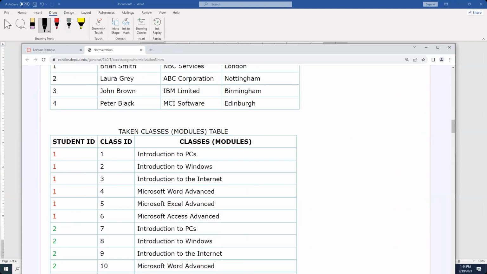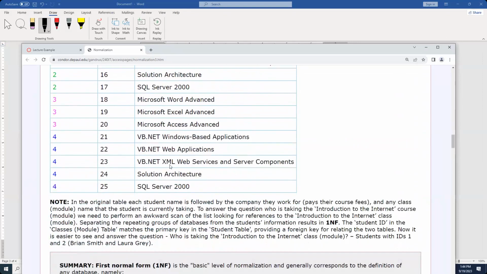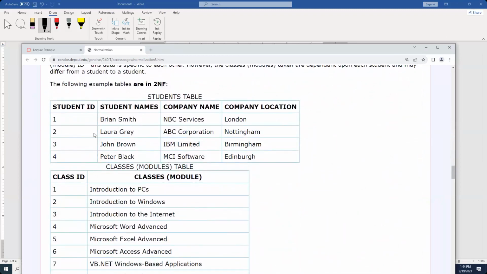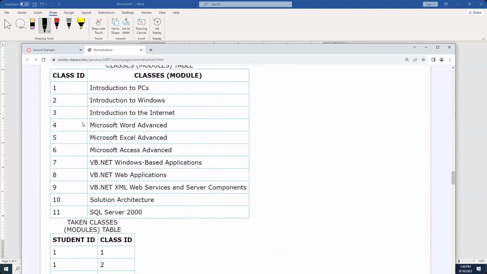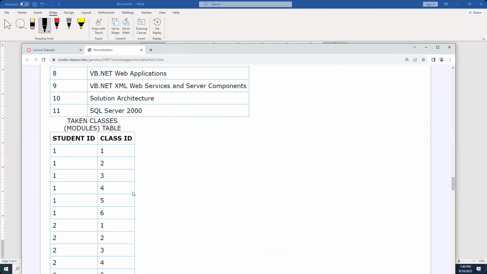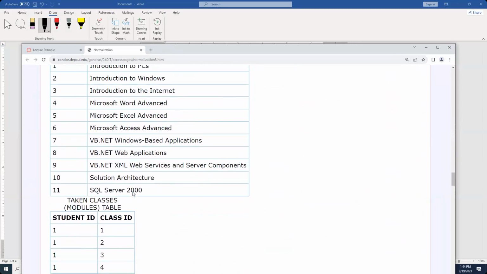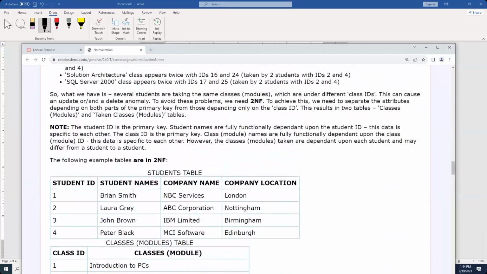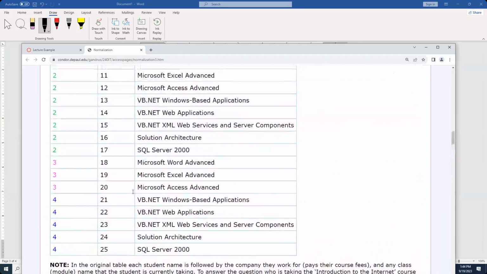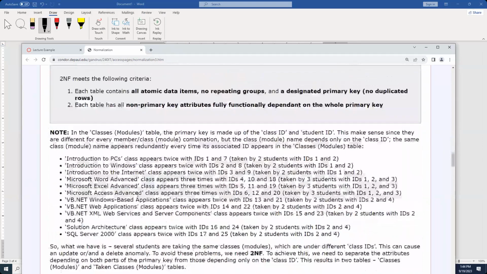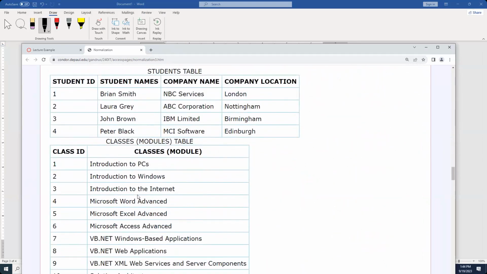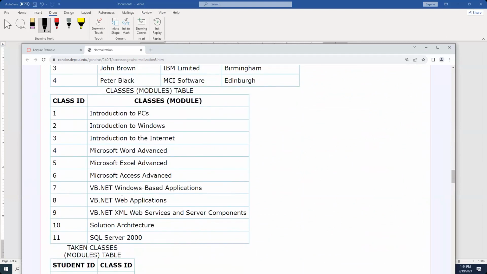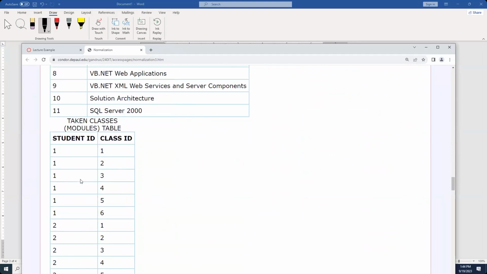We're going to break this out and have a student table, a class table, and then a taken class table. What they're taking a long way around to find out is that the relationship between students and courses is many to many. One student can take many courses. Each course can be taken by many students. So they've created this third entity, sometimes called an intersecting entity, that matches up student and courses.